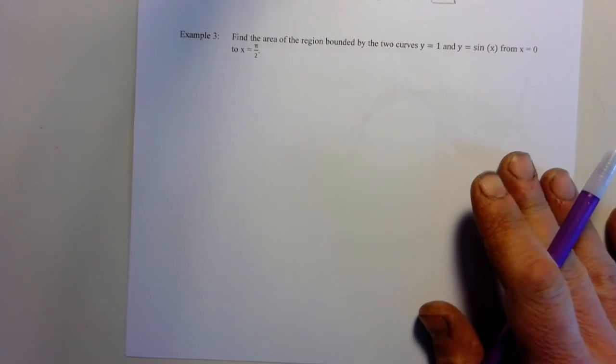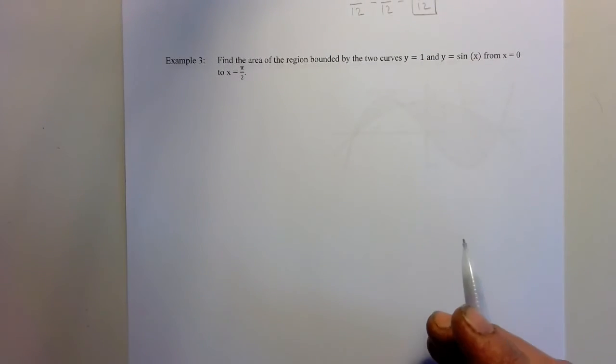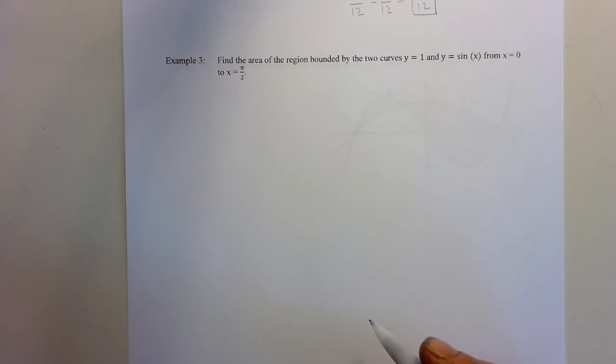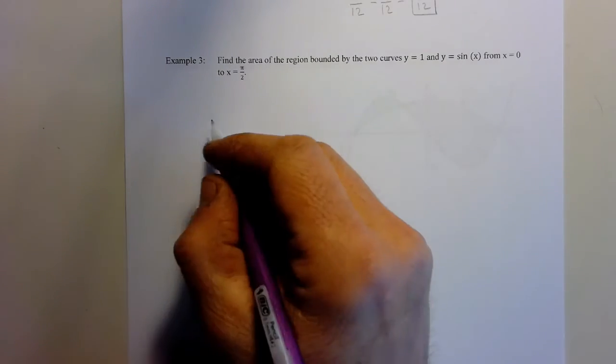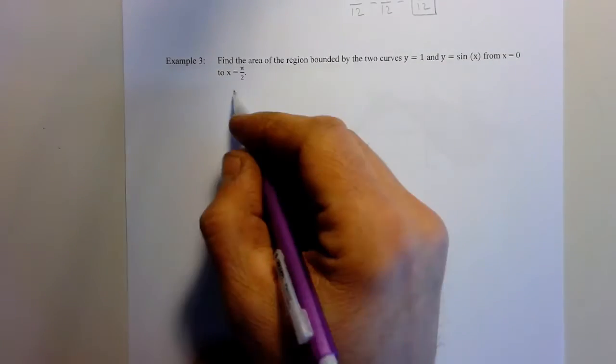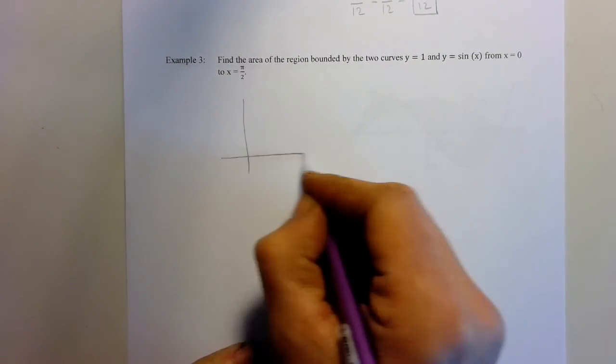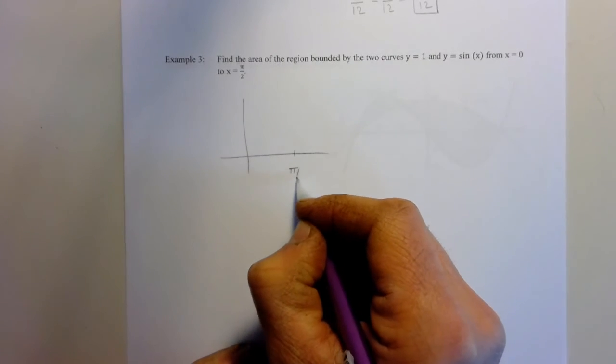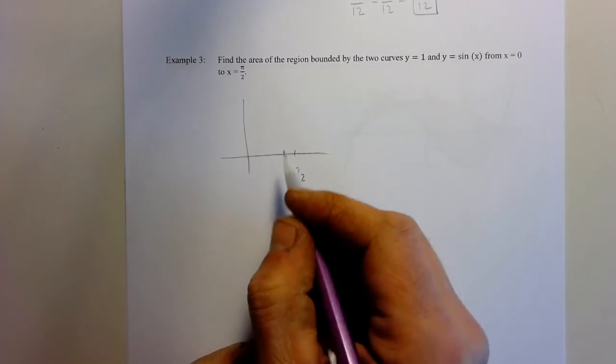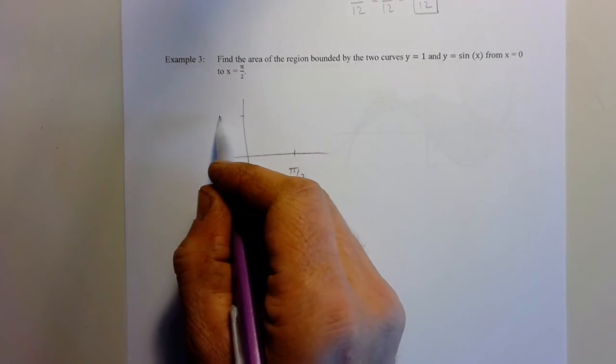Okay. So let's try another example here. Find the area of the region bounded by the two curves y equals 1 and y equals sine of x. Okay, so this is another one without an equation given. So we'll do what we can. We're going from 0 to pi over 2. Okay, so really all we care about is 0 to pi over 2 as we're graphing this. So the curve y equals 1, well, that's a constant, so I'll put that right there.